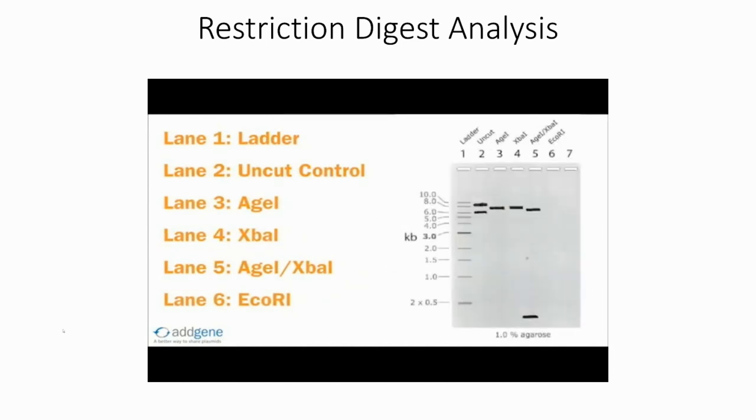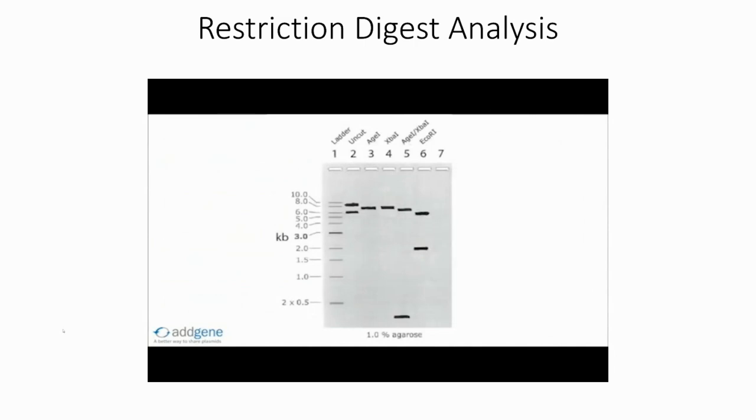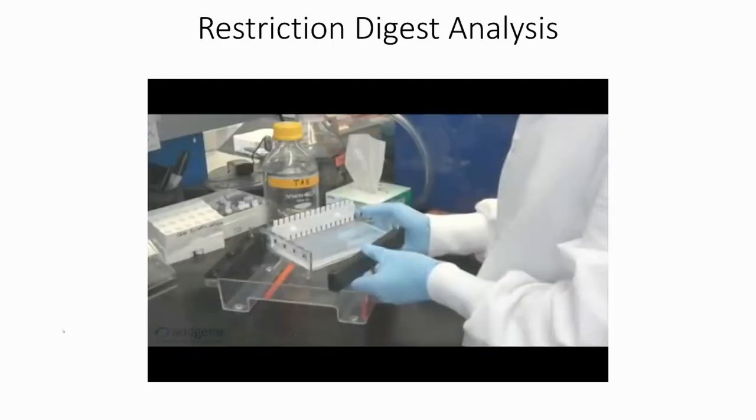Lane 6 is the EcoRI digest. EcoRI cuts in 2 places, so we expect 2 products, a 5.4 kb band and a 2.1 kb band. Okay, this picture looks complete. Let's run our experiment and see our results. Run your gel long enough to get good separation of the bands. Don't rush it.